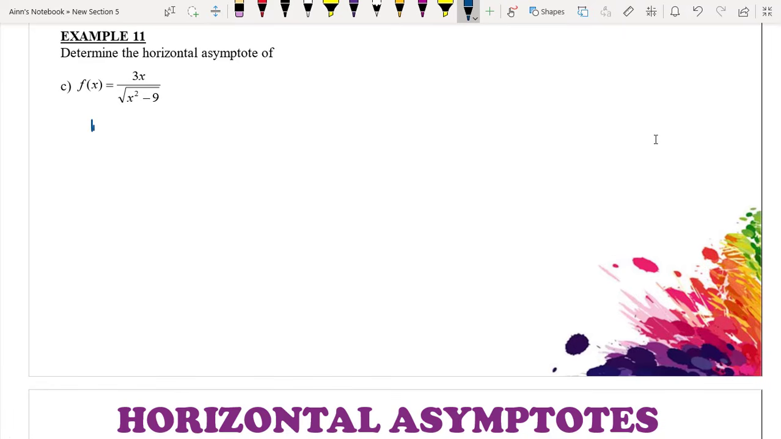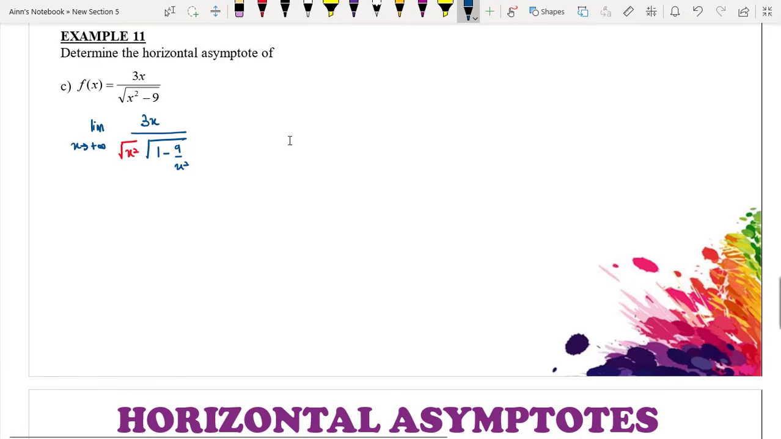So now we need to factorize x squared. We will get the limit as x approaches positive infinity of 3x over the square root of x squared times (1 minus 9 over x squared). So check: square root of x squared times 1, and x squared times 9 over x squared gives 9.